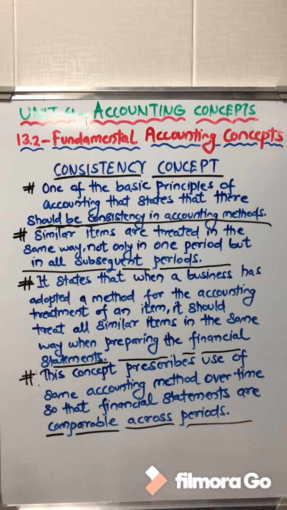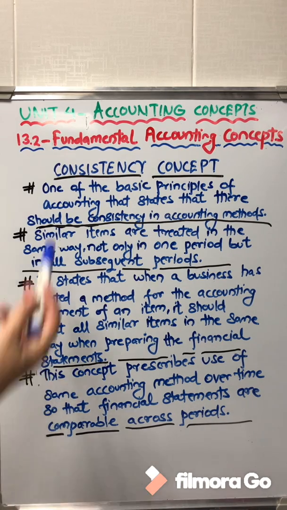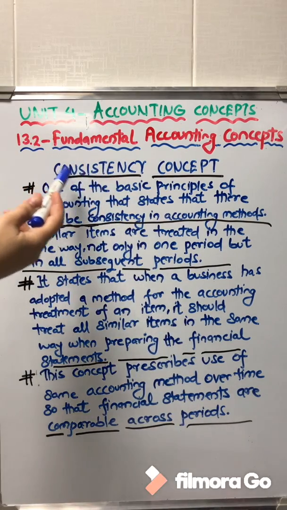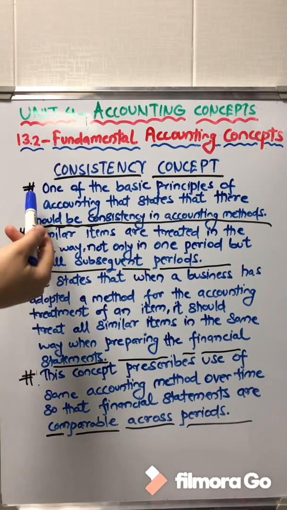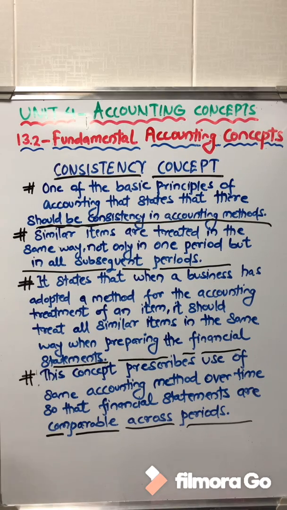These are different ways for you to understand what the accounting consistency concept is. I wrote four different sentences to define the consistency concept. The second way to define this is: similar items are treated in the same way, not only in one period but in all subsequent periods.